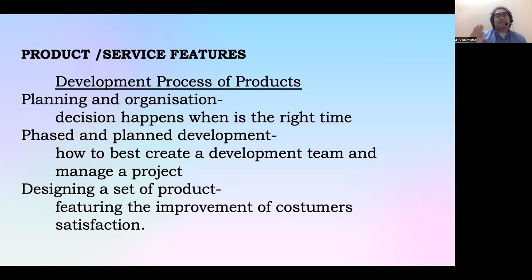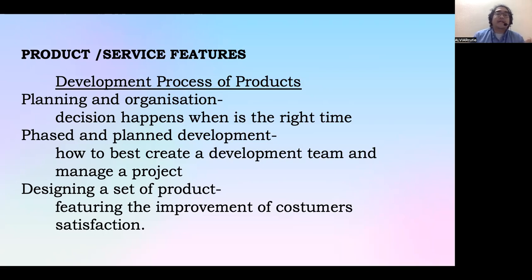Kasi may mga ganong production na outcomes. Tinitignan muna ng mga production kung kailan yung peak ng ganitong product. So next is phase and plan development. How to best create development team and manage a product. So dito, sa second process naman is maghahanap tayo ng tao na angkop sa gagawa ng ating product. Halimbawa, ang product natin is MacBook, laptop, gano'n. Gano'n yung mga ibebenta. So, ang kukunin nating tao ay mga expert sa ganong larangan.